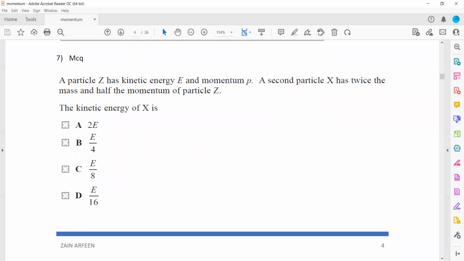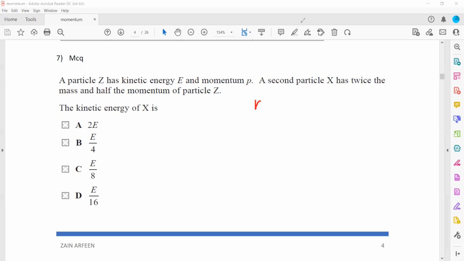So in question 7, the particle Z has a kinetic energy E and the momentum P. And the second particle X has twice the mass and half of the momentum. The kinetic energy of X will be? So what is the relation?